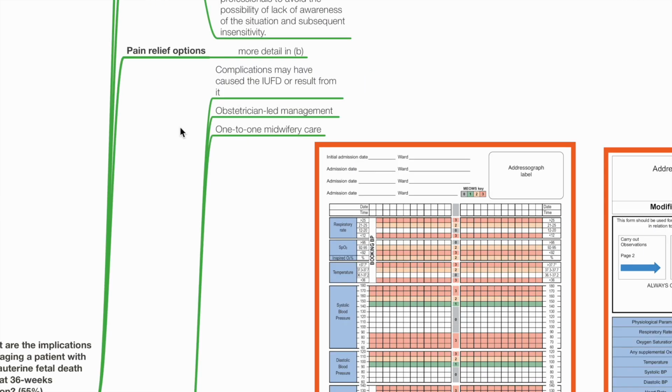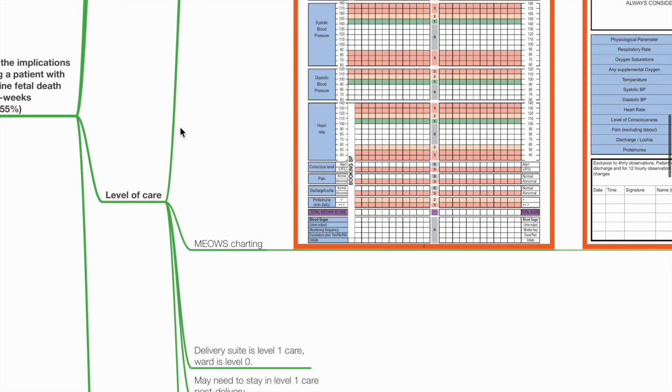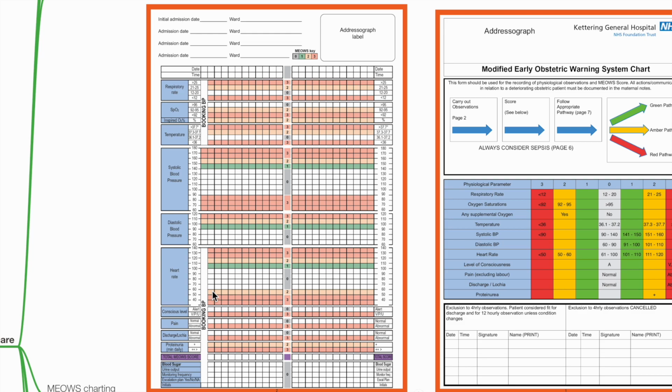Level of care. Complications may have caused the IUFD or resulted from it. Obstetrician-led management should be employed. One-to-one midwifery care if possible. MEOWS charting. The chart is included here for completion.